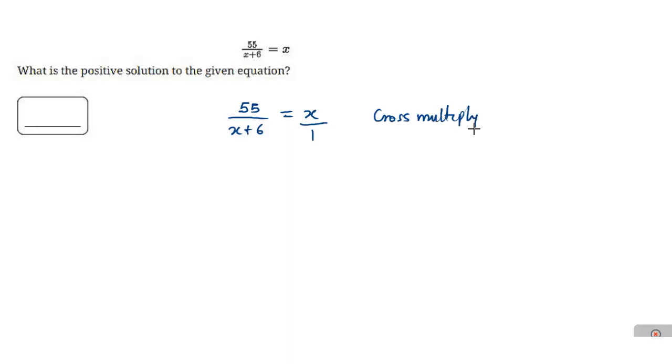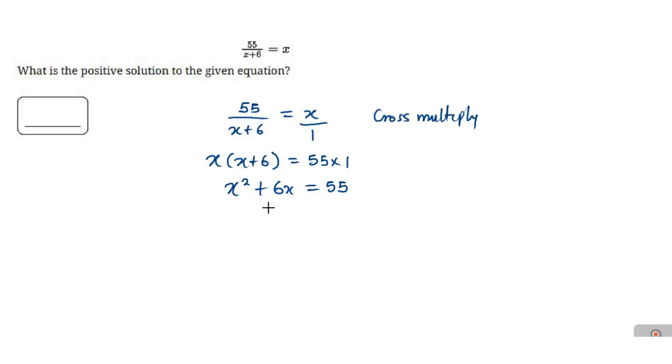If we cross multiply, this one and this one will multiply each other. So we have x into bracket x plus 6 will now be equal to 55 times 1. So what we do is open the bracket using this x. So x times x will give us x squared. x times 6, that is plus 6x, is equal to what?